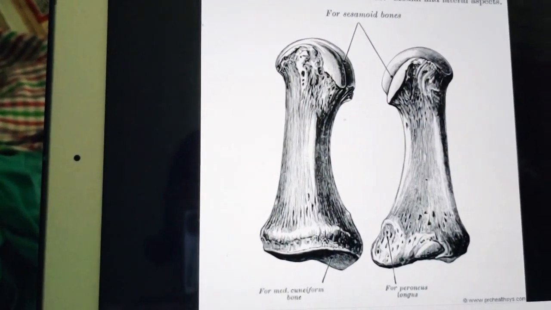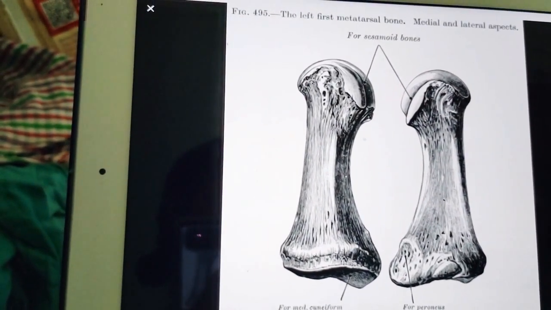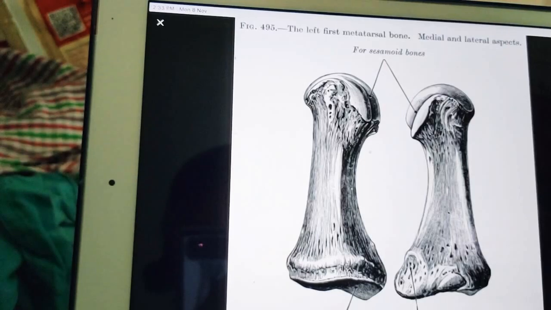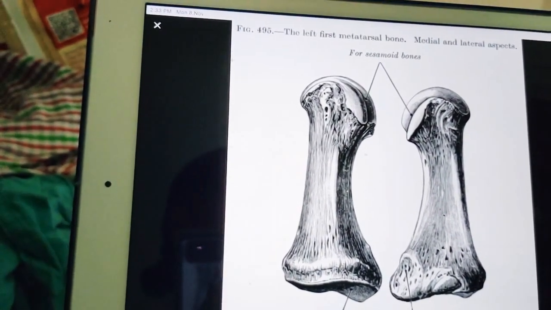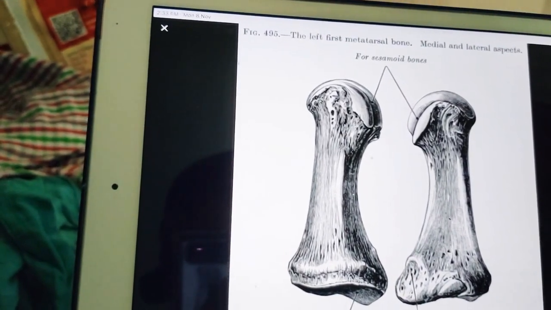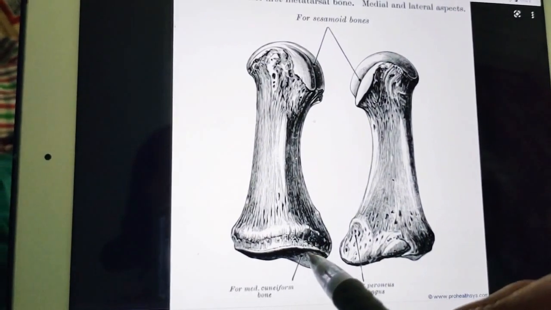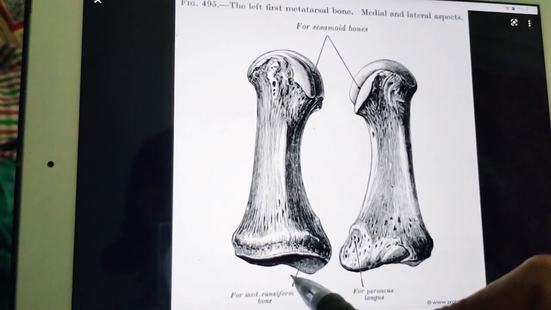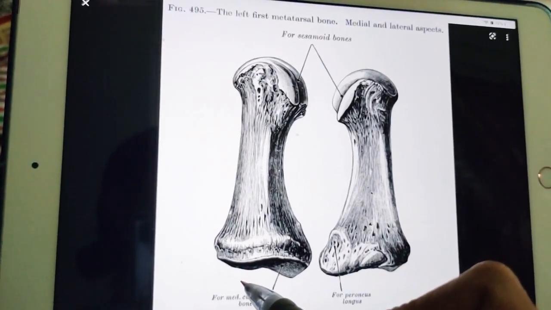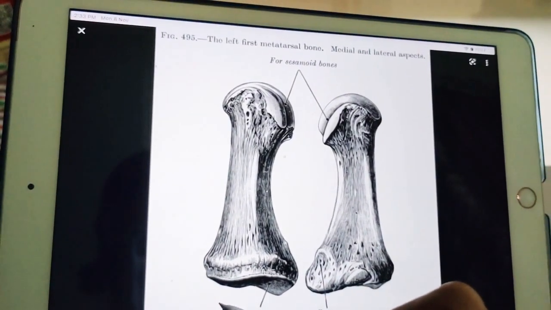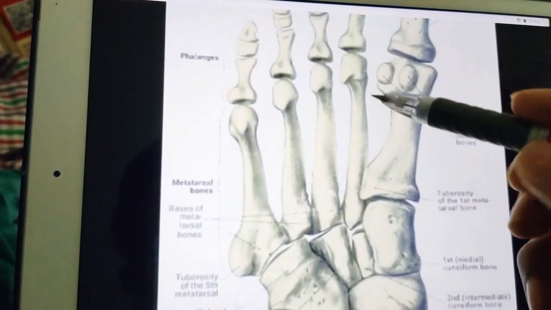Now we'll observe the first metatarsal as a separate bone. This is the diagram; you can see the metatarsal in detail. The first metatarsal is the shortest, thickest, and stoutest of all metatarsal bones, and it is mainly adapted for transmission of body weight. Hence, it is strongest. The proximal surface of the base has a kidney-shaped facet, which articulates with the medial cuneiform bone, right?